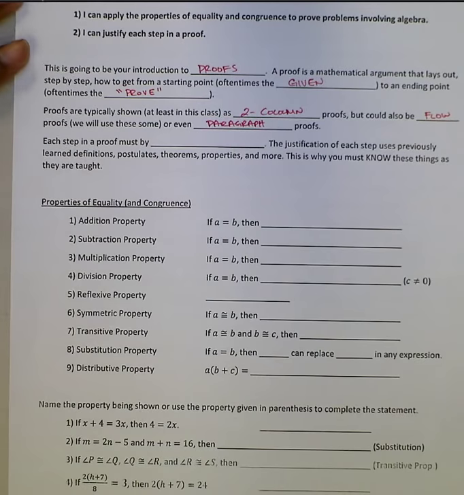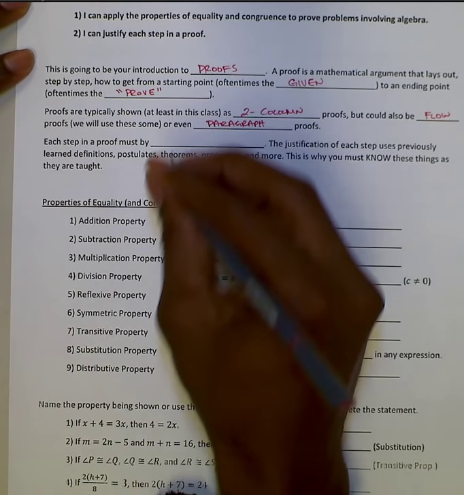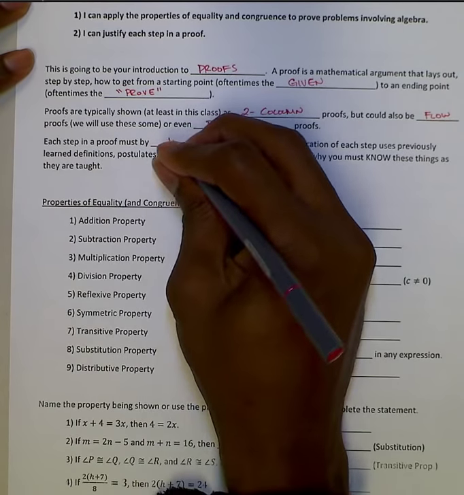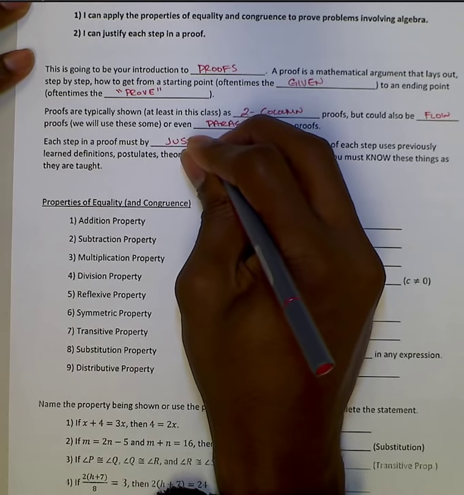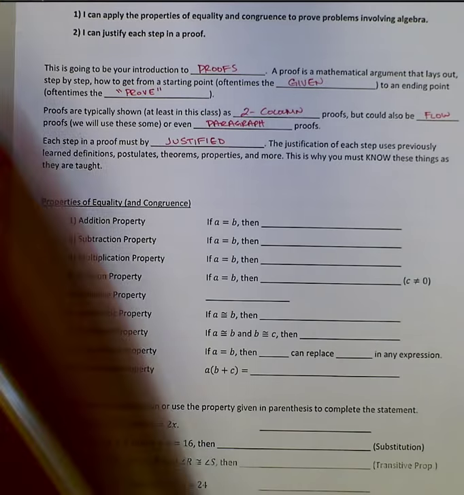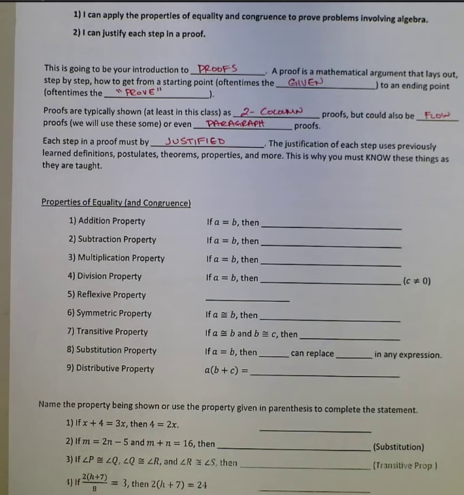Each step in a proof must be justified. There must be a reason why we did it. The justification of each step uses previously learned definitions, postulates, theorems, properties, and more. This is why you must know these things as they are taught. So, some properties of equality and congruence that you should probably already be familiar with for the most part.